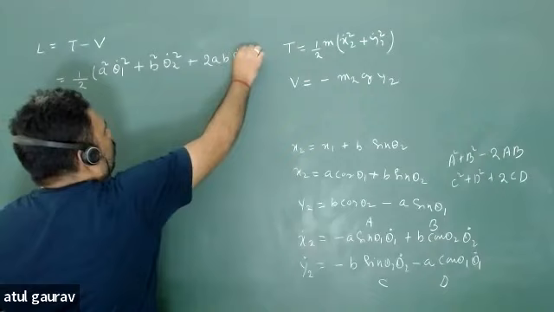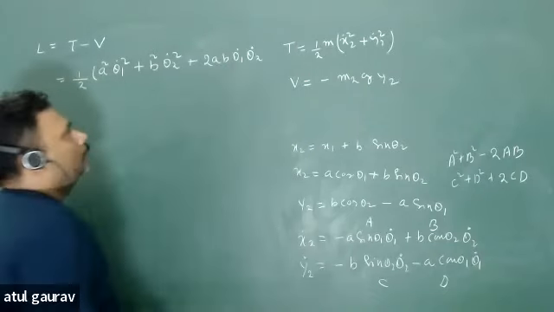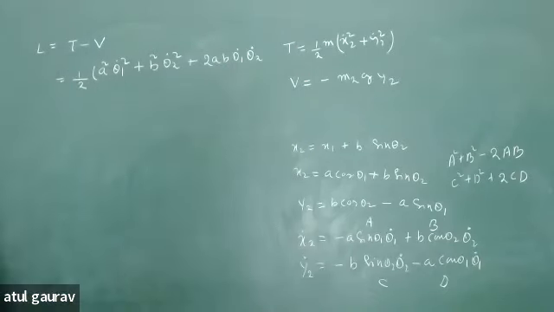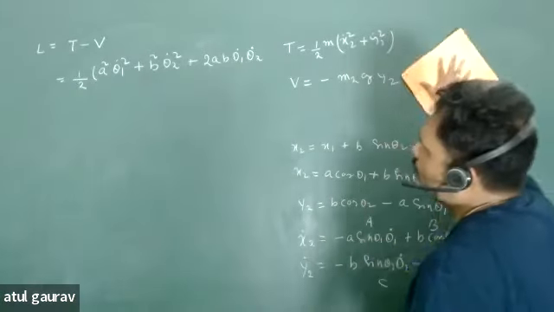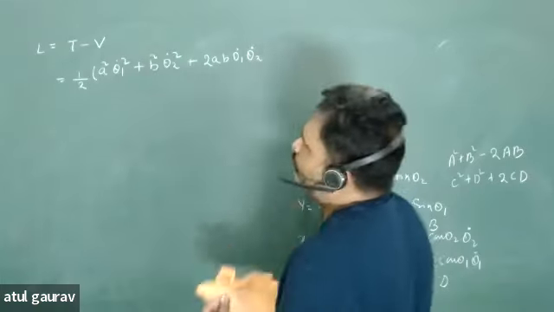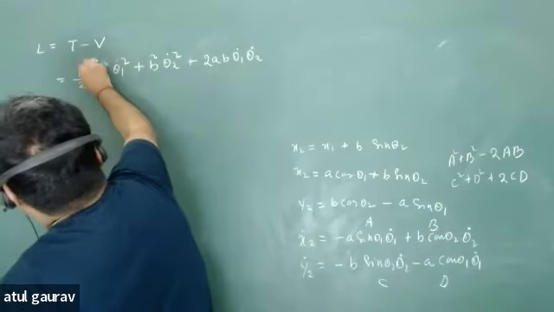2AB theta 1 dot theta 2 dot. Is this correct? Yes, sir. There will be one m term, sir. Half m will be there. Obviously, half m will be there. Assume m is equal to 1. Okay.